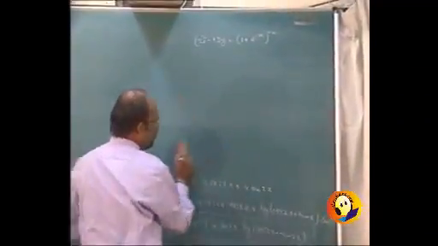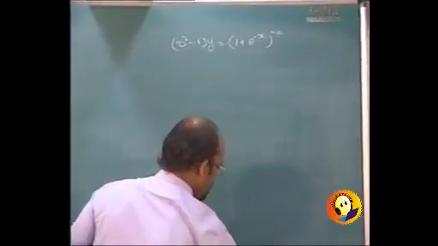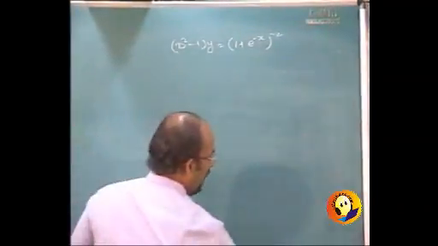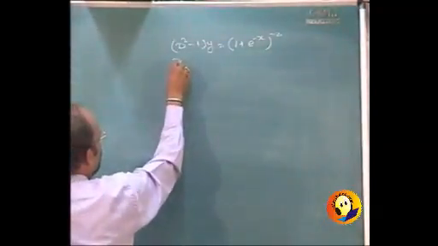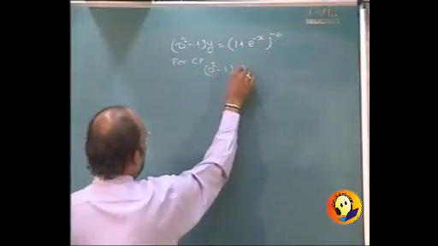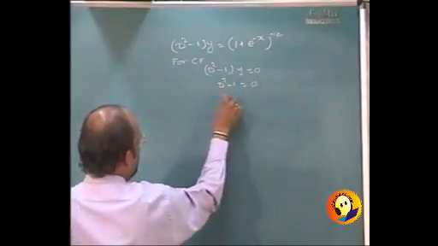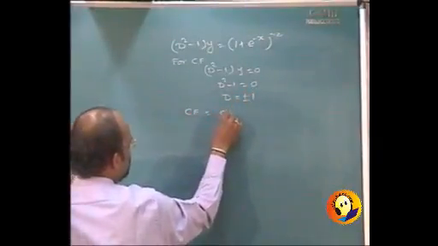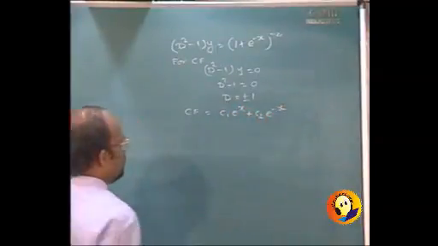Our first step will be obviously to find CF, and for CF it is d square minus 1 operating on y will be equal to 0, and so d square minus 1 will be equal to 0, d equal to plus or minus 1. Cf will be equal to C1 e raised to x plus C2 e raised to minus x.